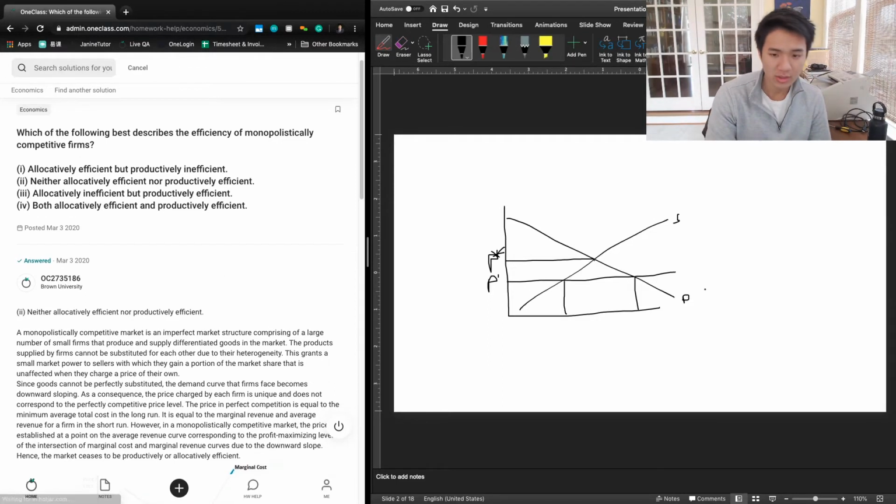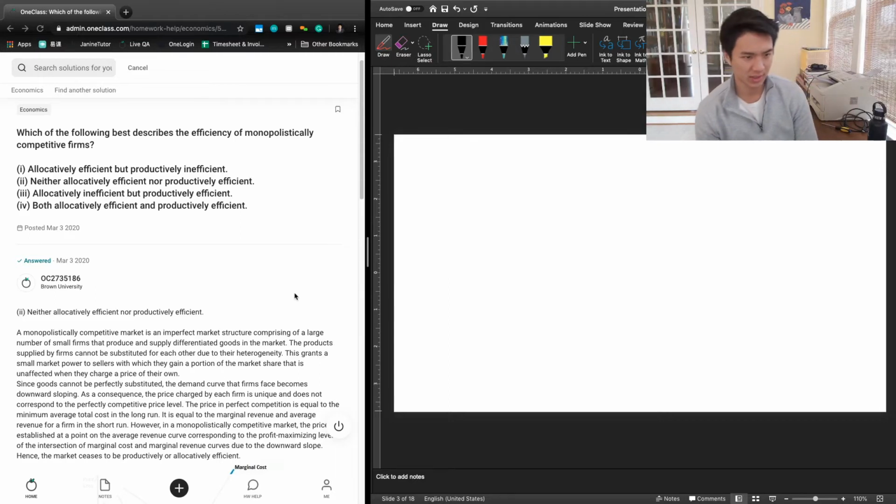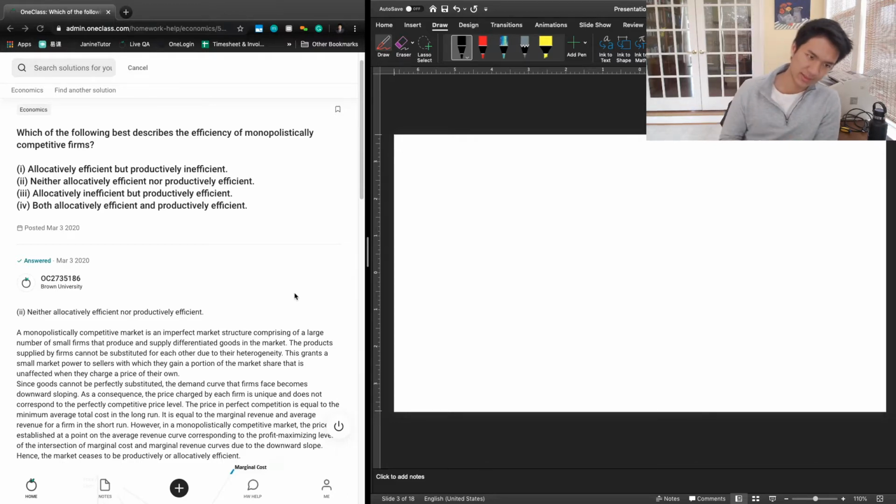So the next question says, which of the following best describes the efficiency of monopolistically competitive firms? Answer choice A says allocatively efficient but productively inefficient. B says neither allocatively nor productively efficient. C says allocatively inefficient but productively efficient. D says both allocatively efficient and productively efficient. And so this question is first testing, do we know what the market structure of monopolistic competition is? And second, what is the difference between allocative efficiency and productive efficiency?